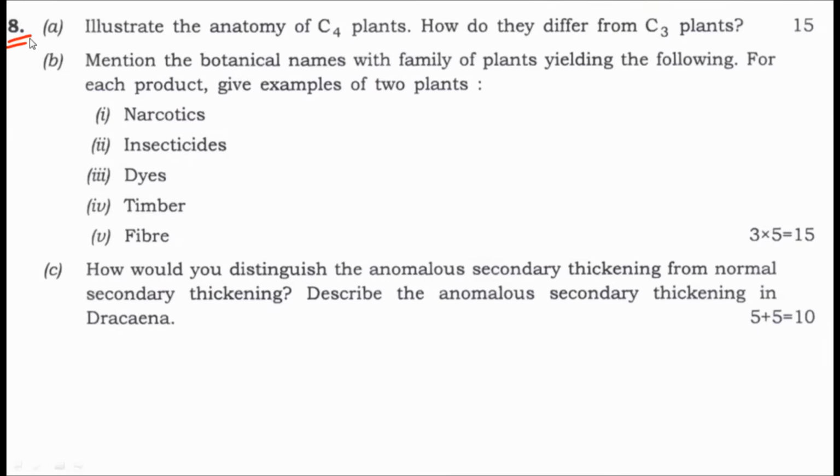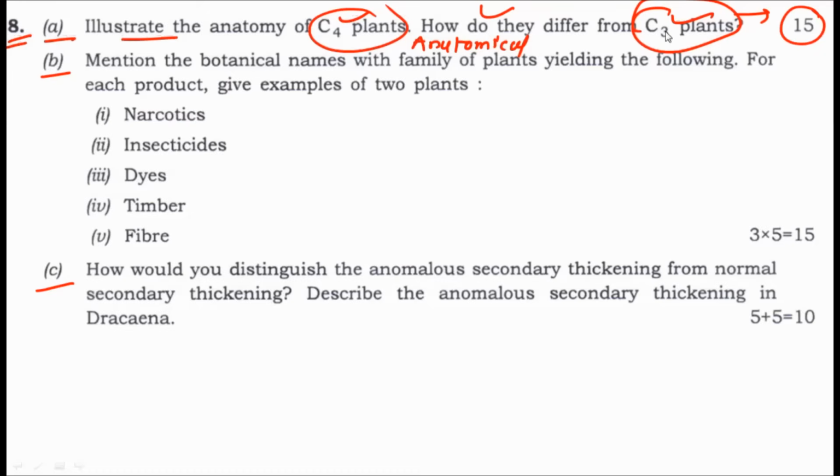Now let's consider the final question, that is question number 8, which is split into 3 sub questions A, B, and C. Now the first sub question is: illustrate the anatomy of C4 plants. That is, you have to give the anatomical features of C4 plants, and after that how they differ from the C3 plants. That is, what are the differentiating anatomical features of C4 plants which make them different from the C3 plants. A very detailed video of this we have on our channel. You can check this video. And again, for this simple question you will get 15 marks.